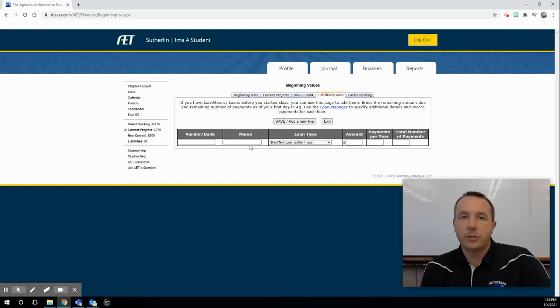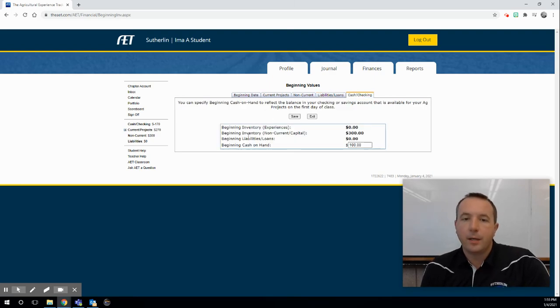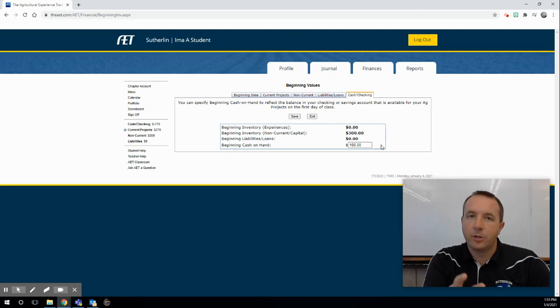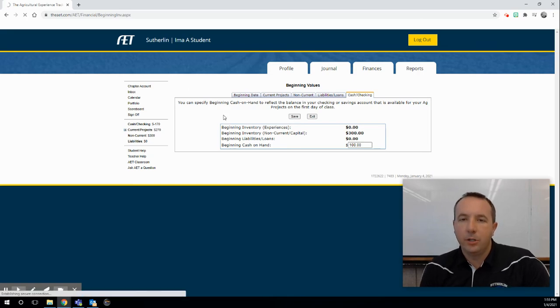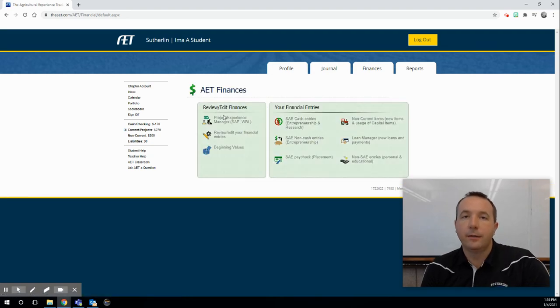If you have an active operation, you might have that. And then the last one, this is for everybody here. The last item right here says beginning cash on hand. So how much cash was in your pocket, in your bank account, whatever. Now, nobody's going to go check this, but the point is so you can see your growth. So you can see what you started with and where you ended up through your supervised agricultural experience. So make your best estimate, update this, and when you're done, hit save. And then you've completed your beginning values. And again, this is a one-time only in your life thing. We don't need to worry about that button. Again, you can always go back and double check that you did it right though.